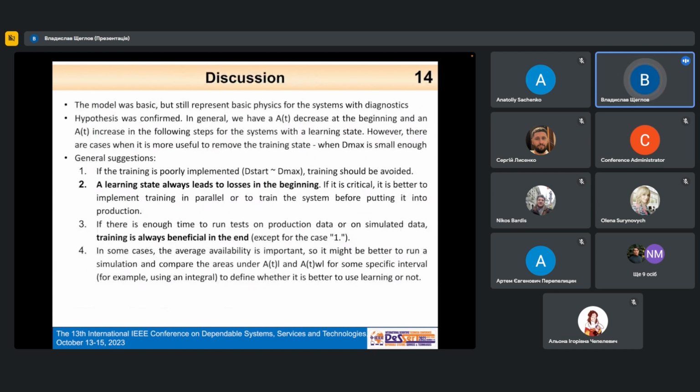So let's finalize our results. So yes, the model was basic, but at the same time, it still represents basic physics that allow us to test our hypothesis.